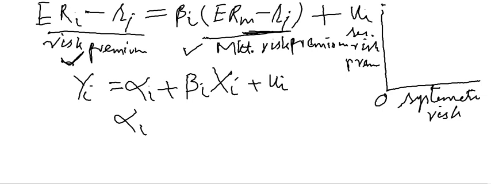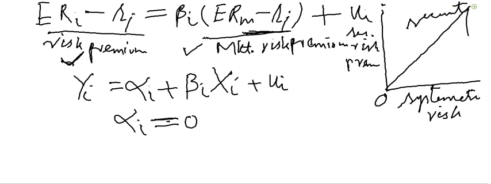So when CAPM holds, alpha i must be equal to 0, and the line must pass through the origin. That is called the security market line. And what is its slope? That is equal to beta i, basically the vertical component, equal to ERi minus Rf over 1. So if the CAPM holds, alpha i must be equal to 0.